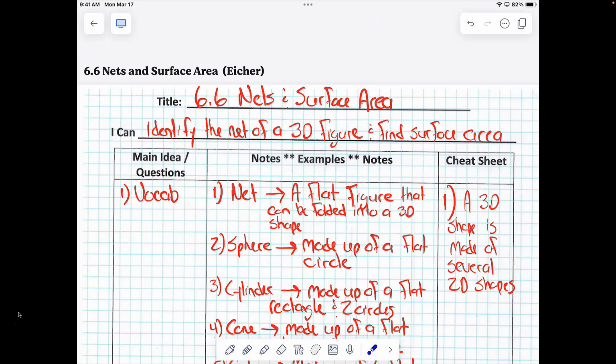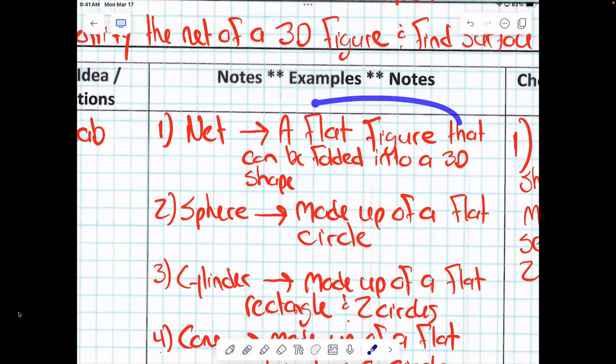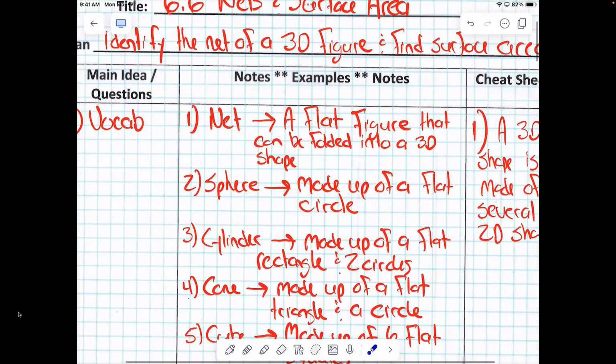Today we finished nets and surface area. Can you identify the net of a 3D shape? Yes. Can you find surface area? Yes. What is a net? A flat figure that can be folded into 3D. So a net is something that's flat that can be folded into 3D, right?